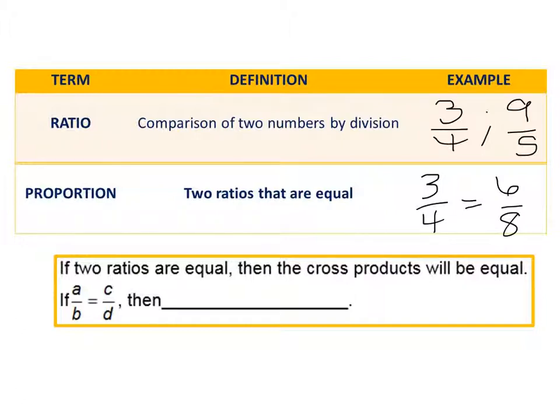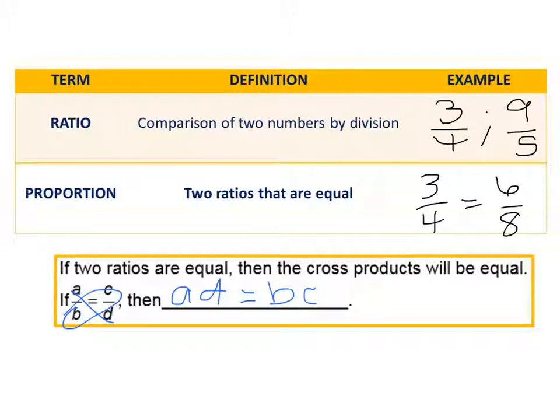If two ratios are equal, then their cross products will be equal. So if you have two ratios that are proportional, they're equal to each other. So if A over B is equal to C over D, then their cross products, which would be A times D and then B times C, would be equal. So that's just a little background information and terms so we understand what we're talking about.